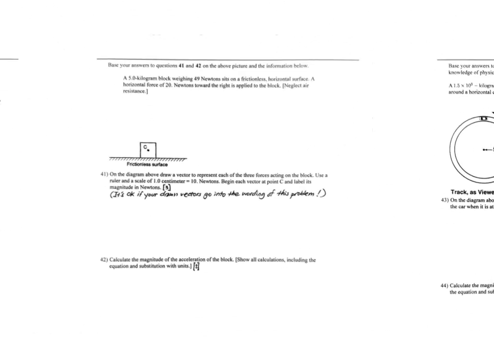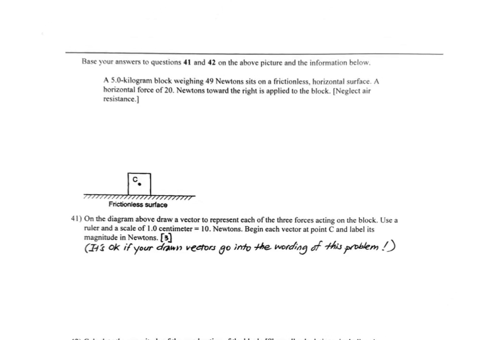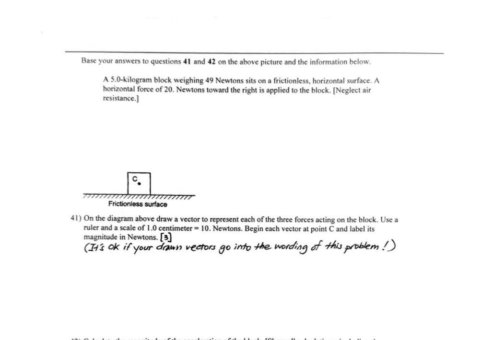Okay, 41 and 42, we have an object on a frictionless surface. We know its mass. The mass is 5 kilograms. We know its weight. That's nice that they also told us what the weight is. We didn't have to calculate it. It sits on a frictionless horizontal surface. A horizontal pushing force towards the right is applied, so the F push is 20 newtons.